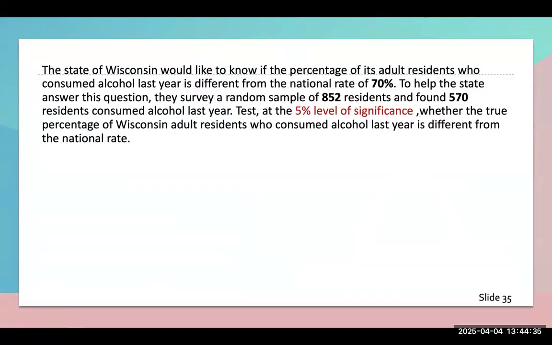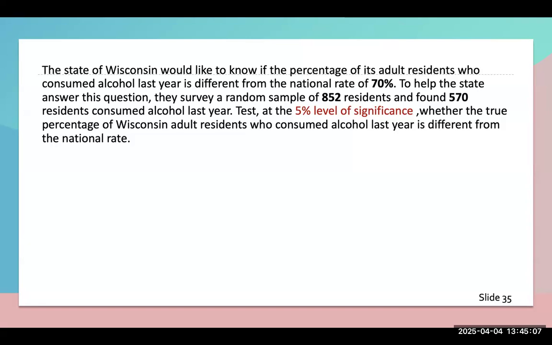The state of Wisconsin would like to know if the percentage of its adult residents who consumed alcohol last year is different from the national rate of 70%. To help the state answer this question, they survey a random sample of 852 residents and found that 570 of those residents consumed alcohol last year. Test at the 5% level of significance whether the true percentage of Wisconsin adult residents who consumed alcohol last year is different from the national rate.